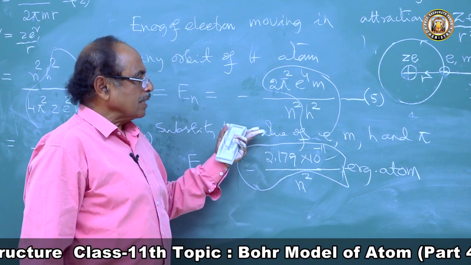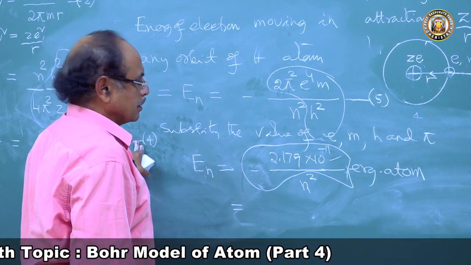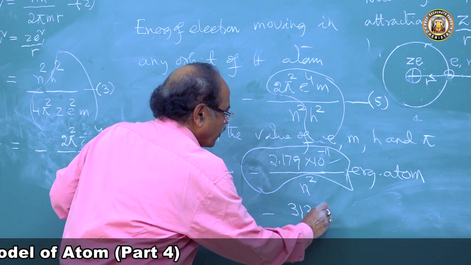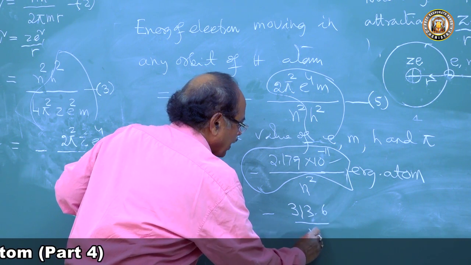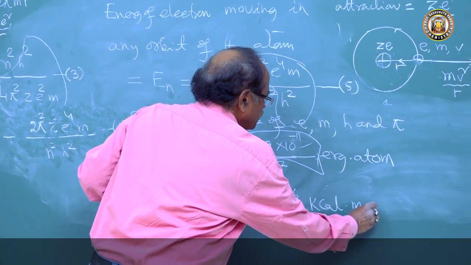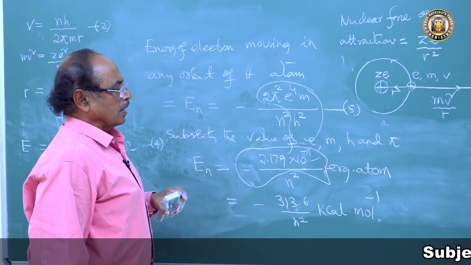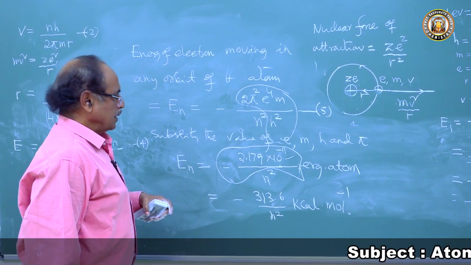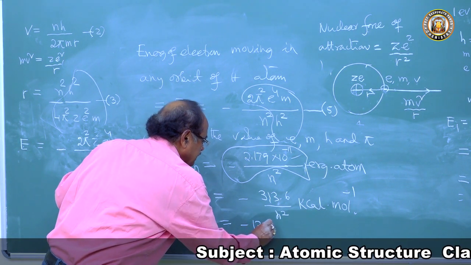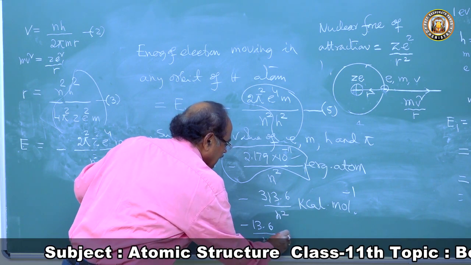For n equal to 1, we get hydrogen. If you convert this to kilocalories, the value you will get is minus 313.6 by n square kilocalories per mole. In electron volts, that will be minus 13.6 by n square electron volt.